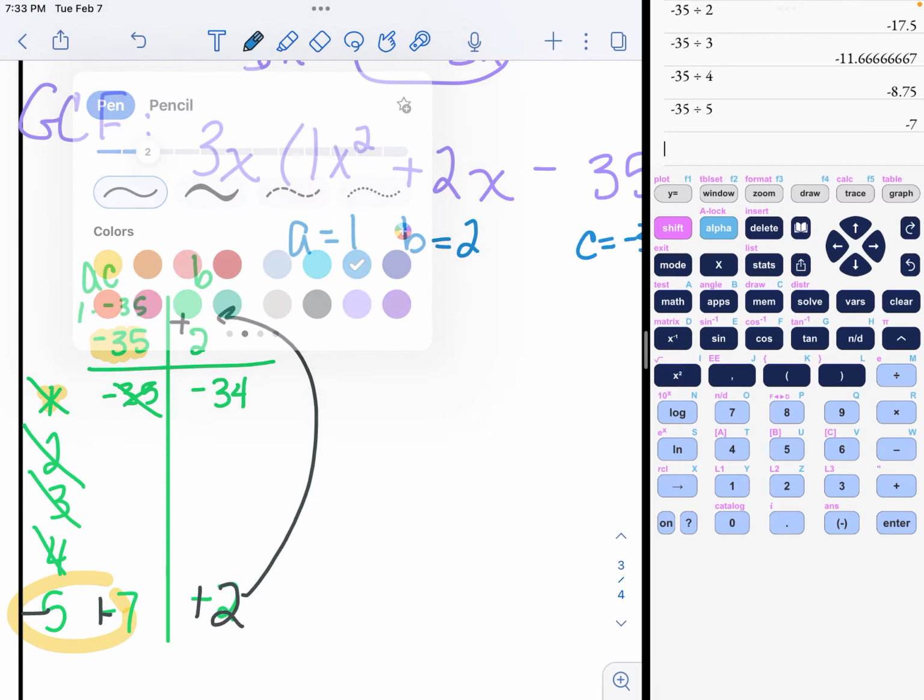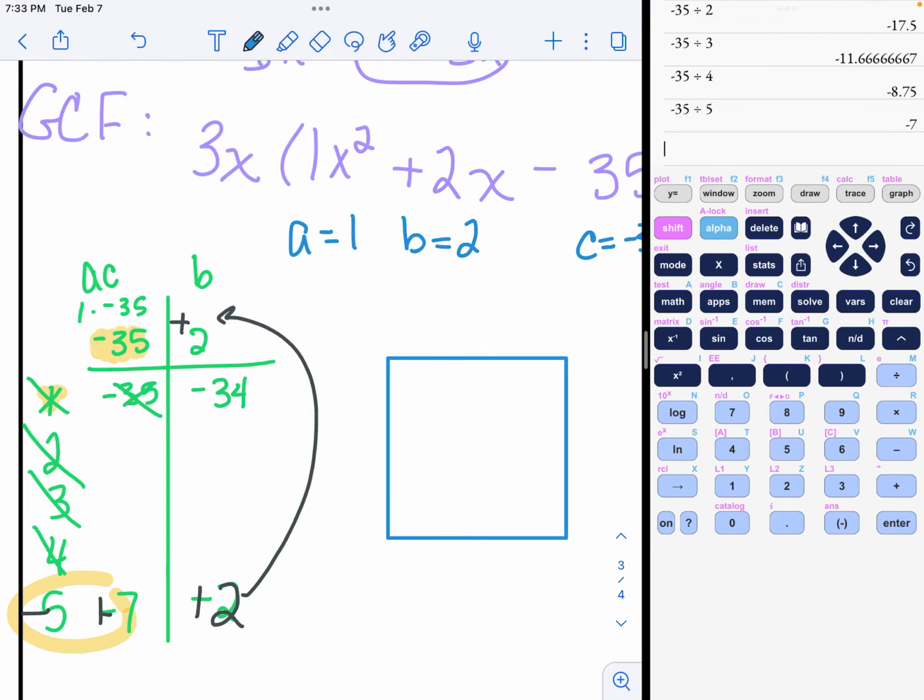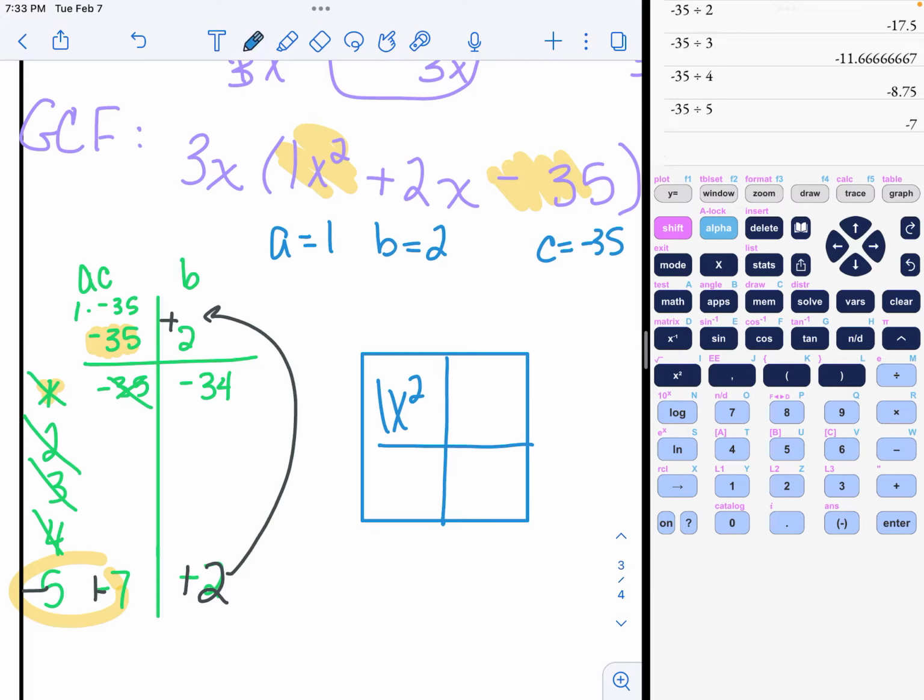Now I'm ready for my box. My box will be comprised of 1x squared, negative 35, sorry, I meant for that to be a highlighter, negative 5x, and positive 7x. I need a GCF here and here. These both divide by 1, and they both have a single x. These both divide by 7, and the 7 up here was positive. These both divide by 1, and they each have an x. These both divide by, what do those divide by? 5, and because the 5 was negative on the left, this 5 is negative.